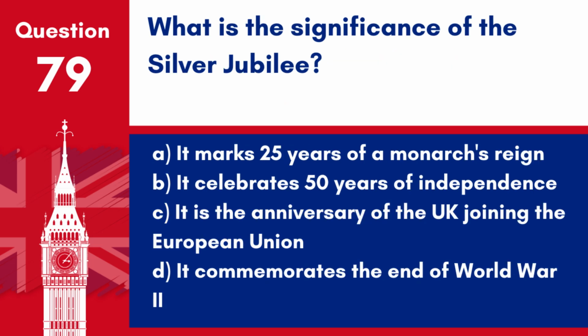Question 79. What is the significance of the Silver Jubilee? A. It marks 25 years of a monarch's reign. B. It celebrates 50 years of independence. C. It is the anniversary of the UK joining the European Union. D. It commemorates the end of World War II.